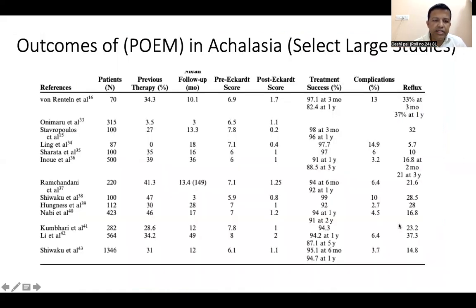Now, there are various studies which have described the results of POEM, and some large studies have been described in this table, of which Inoue et al. has described more than 500 patients, in which the follow-up period was up to 36 months. The procedure was highly effective, as evidenced by the decrease of Eckardt score from 6 to 1, and the success rate was around 91% at 1 year and 88% at 3 years. Reflux was around 16.8% at 2 months, and total adverse events were around 3.2%.